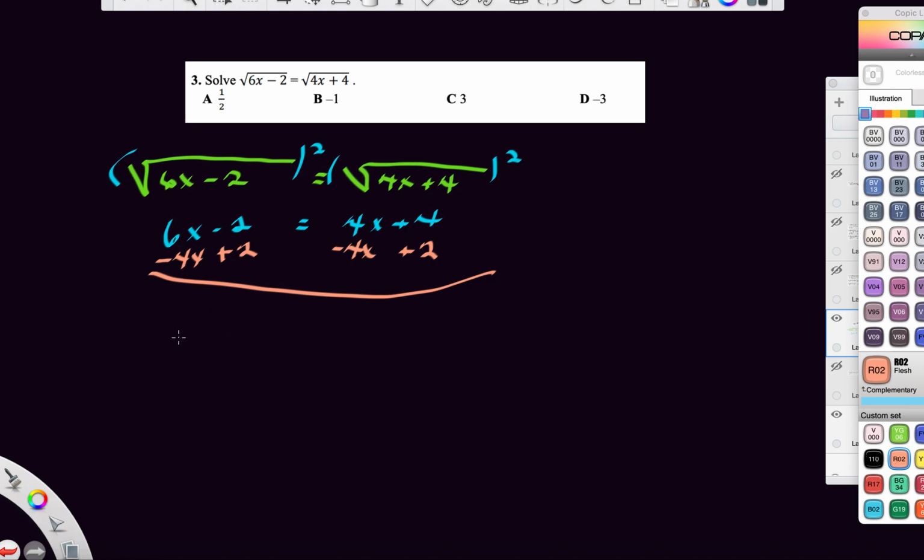6x minus 4x is 2x. And that's going to be equal to, because that goes away, that goes away, 4 plus 2 is 6. And then we're just going to divide both sides by 2. And x, of course, equals 3. Done.